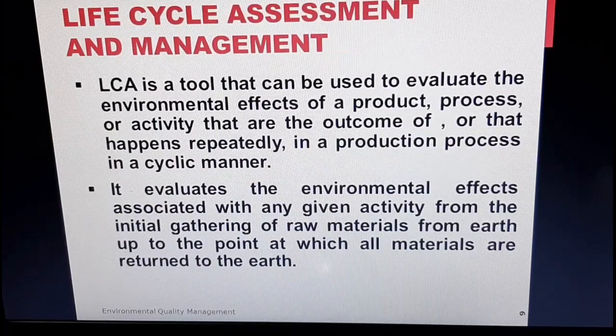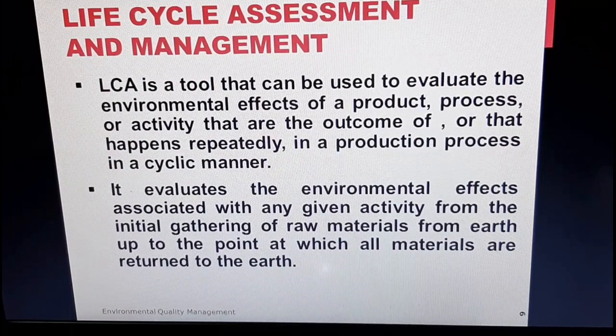The last and the most important part is the life cycle assessment. Now, what is this? LCA is a tool that can be used to evaluate the environmental effects of a product, process, or activity that are the outcome of or that repeats or happens repeatedly in a production process in a cyclic manner. It also evaluates the environmental effects associated with any given activity from the initial gathering of raw materials from earth up to the point at which all materials are returned to the earth.